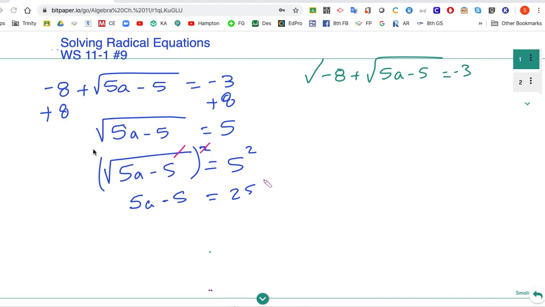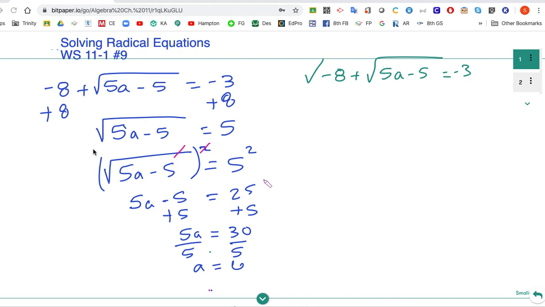Now what we're going to do is simply solve for a. So we're going to zero pair out the 5. 5a is equal to 30. Divide by 5, divide by 5. A is equal to 6.